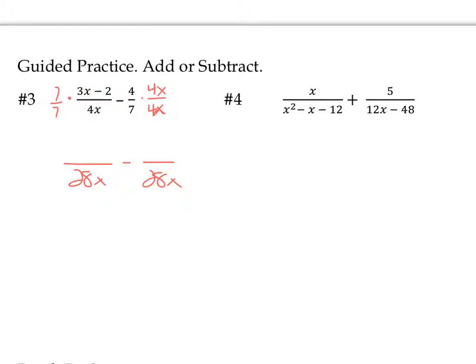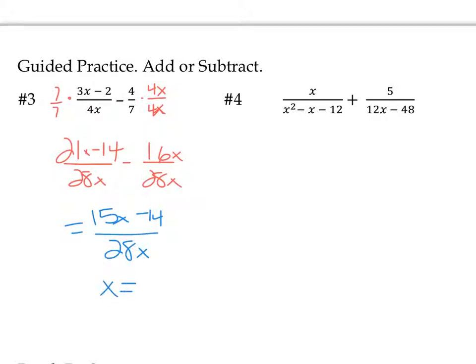So when I do that, I'm going to get 21x minus 14 over 28x, and then 16x over 28x. We also need to recognize that we're subtracting. So when we subtract here, we have 21x minus 16x. Those are the like terms that I can actually add and subtract. So that's going to be equal to 15x minus 14 over 28x.